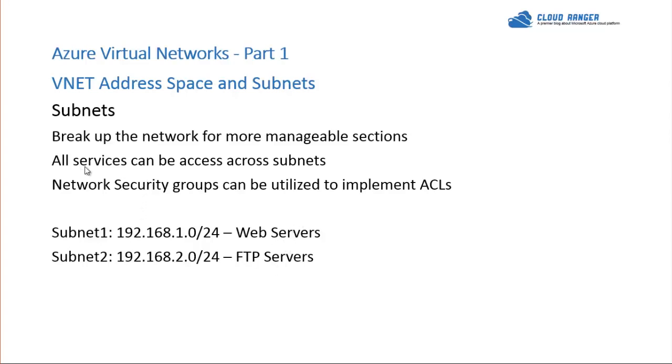That's what it means by all services can be accessed across subnets. And unless you put an ACL on this subnet, they all will be able to access each other. And we'll not talk about the ACL of the network security groups in the session today, but we will show how the subnets can access the services across each other.